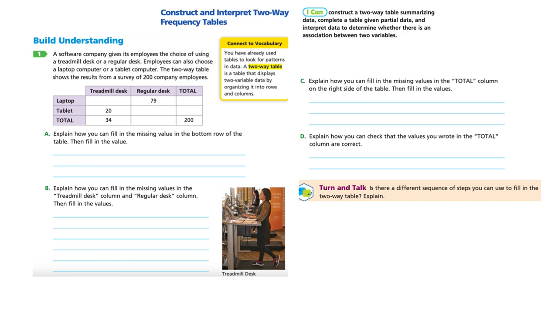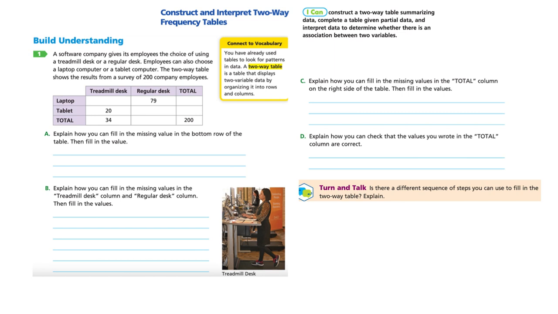So it's at number 1, a software company gives its employees the choice of using a treadmill desk or a regular desk. And you can kind of see this picture. I've never seen one, but that is what a treadmill desk looks like down there in the corner of the picture. Employees can also choose a laptop computer or a tablet computer. This two-way table shows the results from the survey of 200 company employees. So that's the total for all the questions they asked. They asked 200 people altogether.